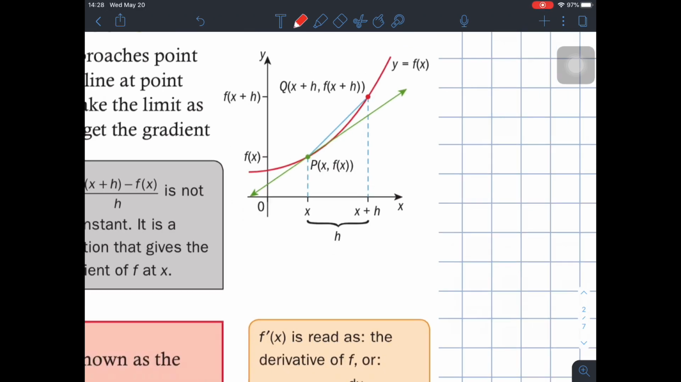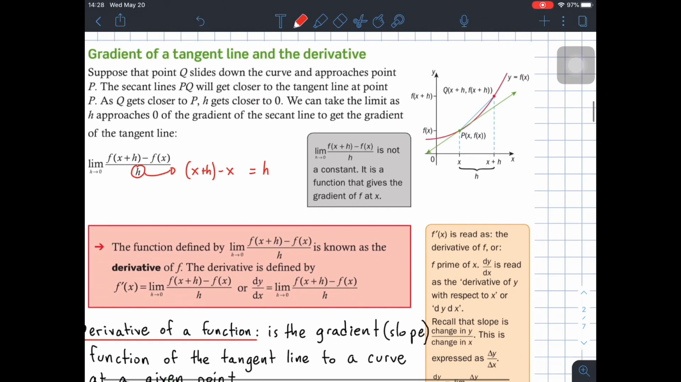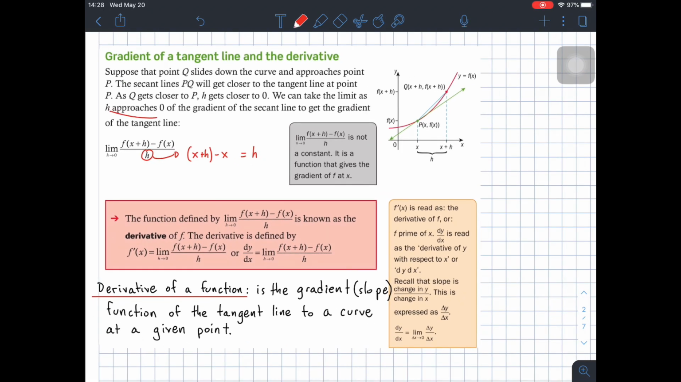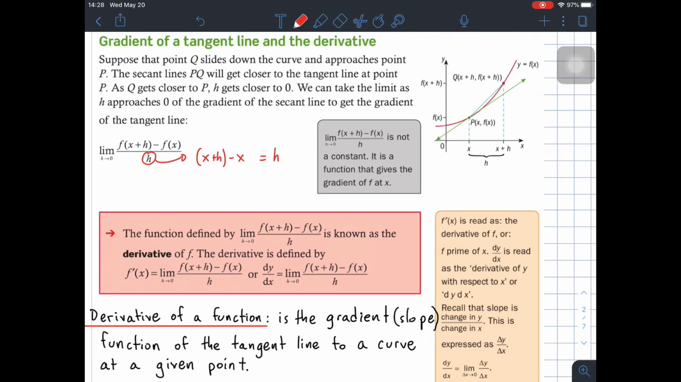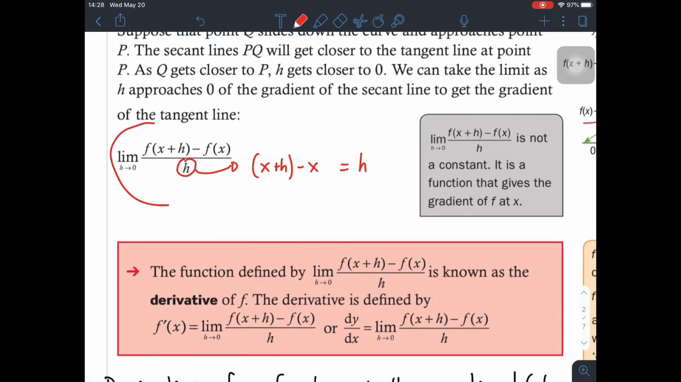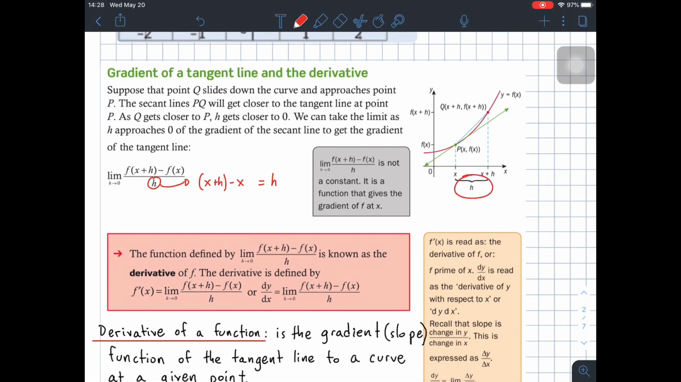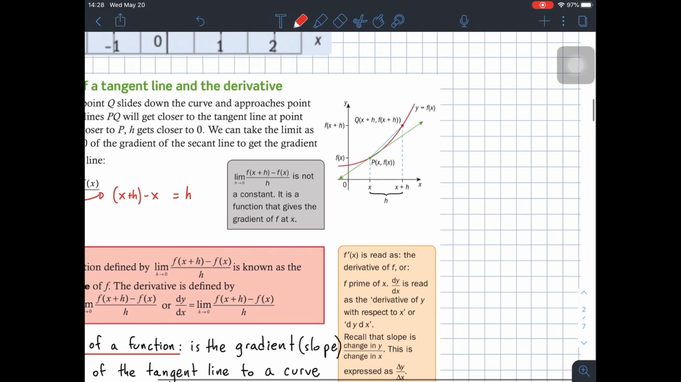So that's what we're going to be doing here. We can take the limit as h approaches 0 of the gradient of the secant line to get the gradient of the tangent line. And here is where the definition of derivative comes from. It's the limit when we make this value h over here approach the value 0 of this expression over here, which is basically the formula for slope or gradient of a line, okay? Let me show you why right here.